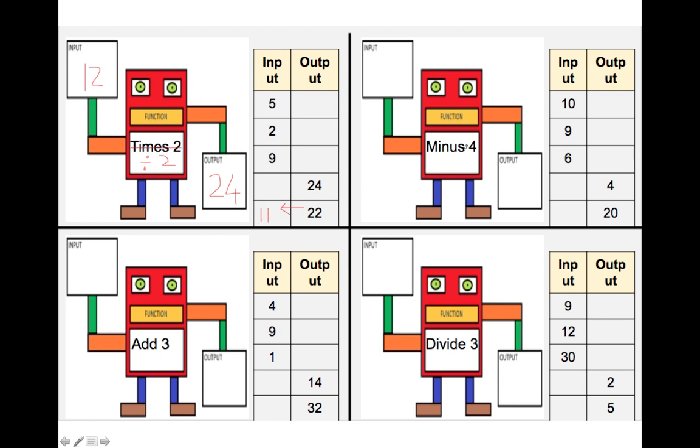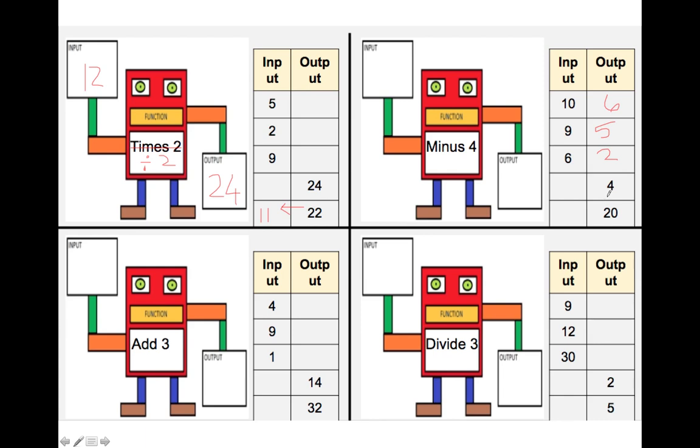Let's just check this second one out. This one is minus 4, so I'm taking away 4. So if I put 10 in the input, take away 4, what will come out? 10 take away 4 is 6. If I put 9 in here, take away 4, 5 will come out. If I put 6 in here, take away 4, 2 will come out.